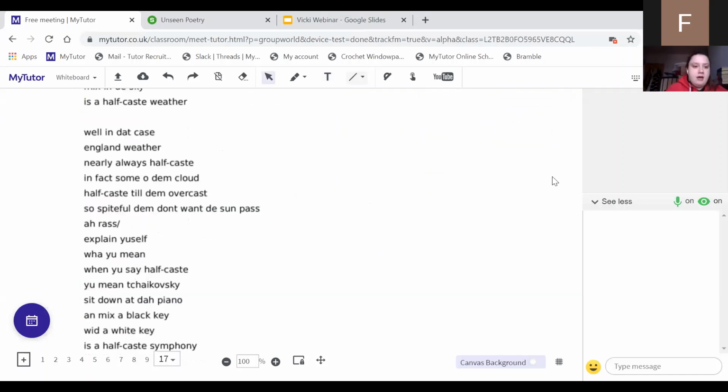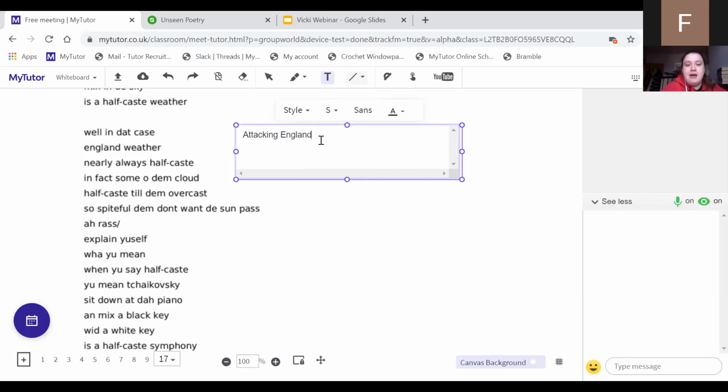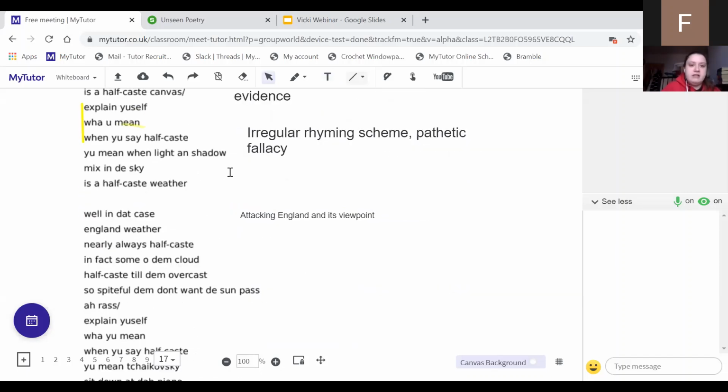Absolutely. Right. So, well, in that case, England weather nearly always half-caste. So we've got some ungrammatical language. So we would say it is nearly always half-caste. In fact, some of them clouds half-caste till them overcast. So sort of attacking England and its viewpoint in a way, because that is where he's received the racial slurs from. We've got mixing in disguise here, which I've missed off, which is a really nice example of personification.